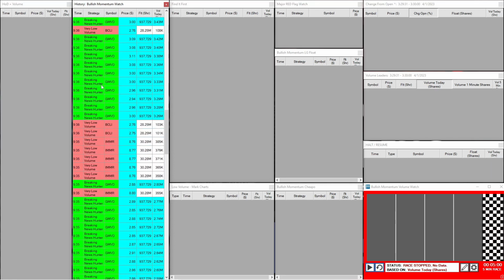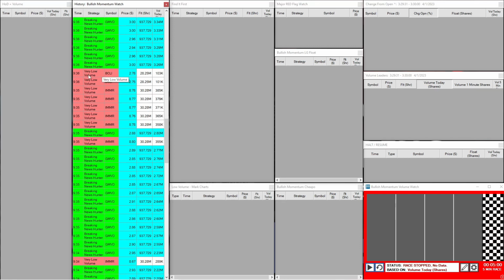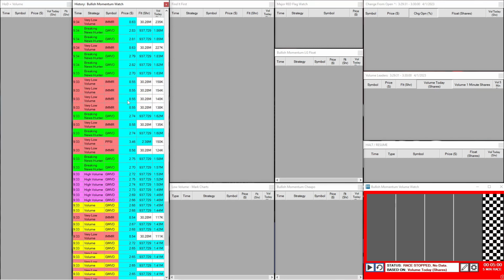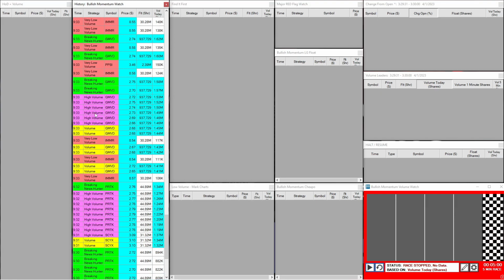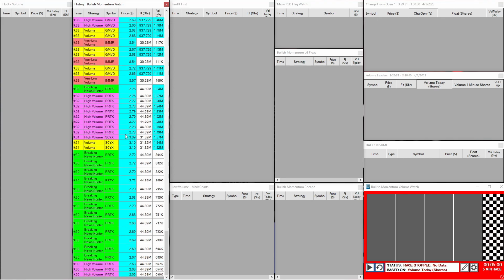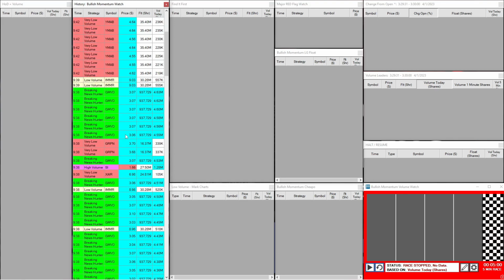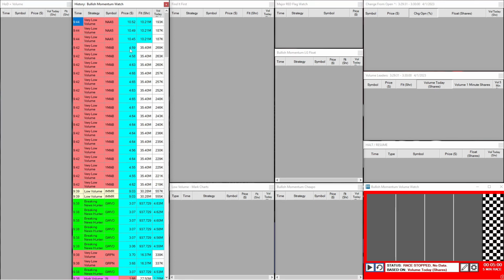But you can see breaking news hunter. You can see that's in green. That means it's very high volume as well. Very low volume in red. Let me see if there's any other colors. Here's the pink. Pink is letting us know that there's high volume there. So I like to see it in the pink. I like to see it in the green. Sometimes in the green, it means it's such high volume and there's news that it might have a little pullback as well. But you guys can see that there. So we have the yellow as well. So that's our bullish momentum watch.